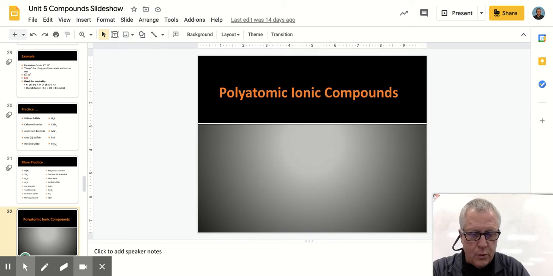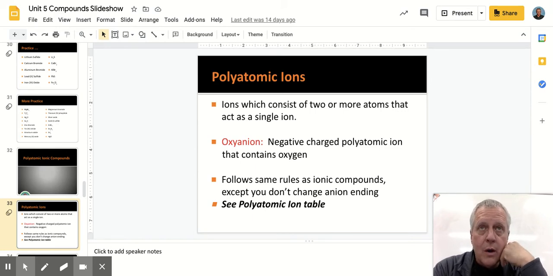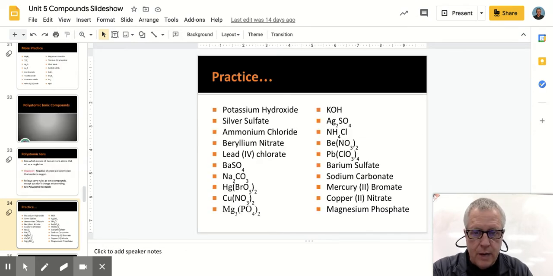and how that works. As we learn how to write formulas for ionic compounds and also naming, there are some things here that we need to bring to your attention. What I mean by that is that some of these have more than one atom, and the prefix poly means many. Okay, so let's see what that refers to here. You can see that polyatomic ions refer to ions that consist of two or more atoms that act as a single ion. Okay, so here are some examples.